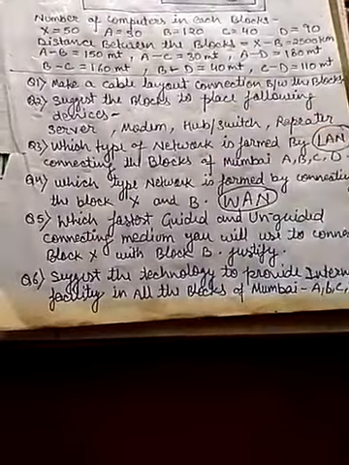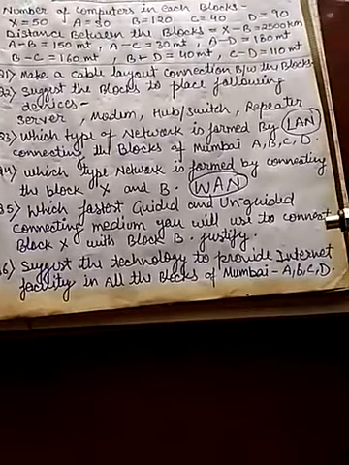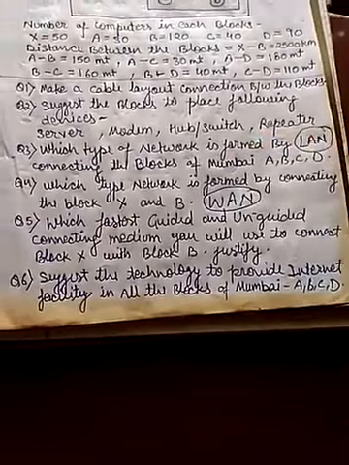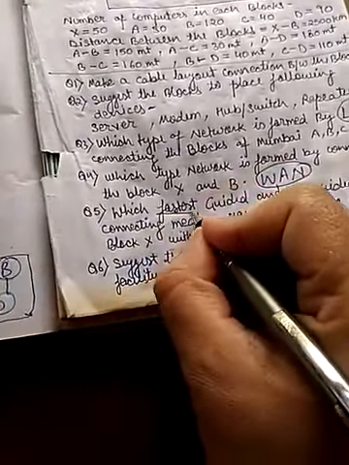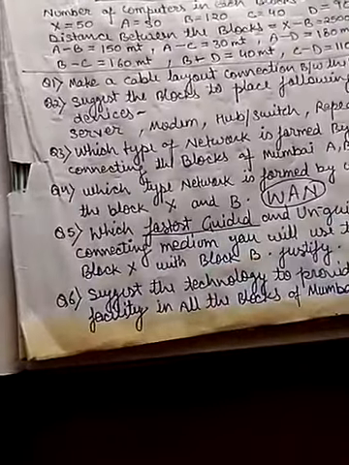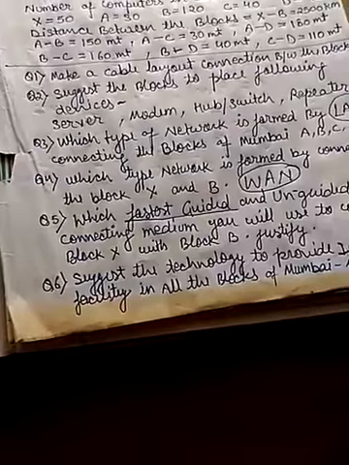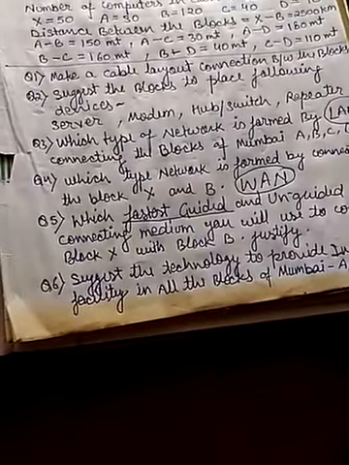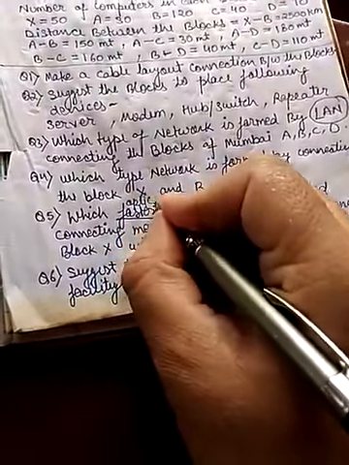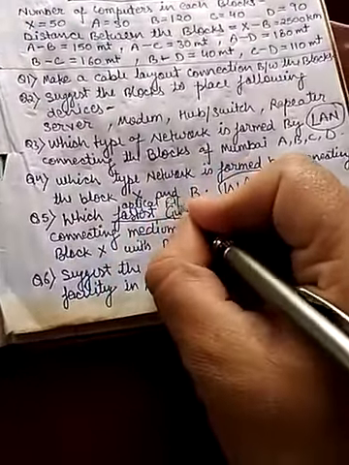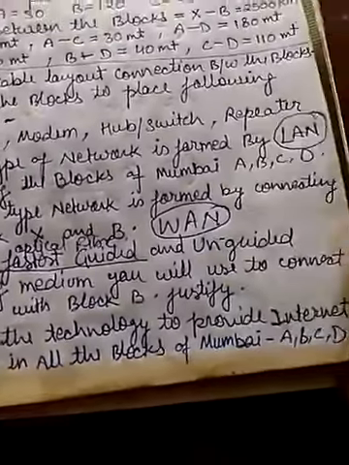Now, which fastest guided and unguided medium will you use to connect the blocks X and B? The guided medium, because we want to transmit the data at a high speed in a wide area network. So the fastest guided medium is optical fiber. So we will use optical fiber as the fastest medium.